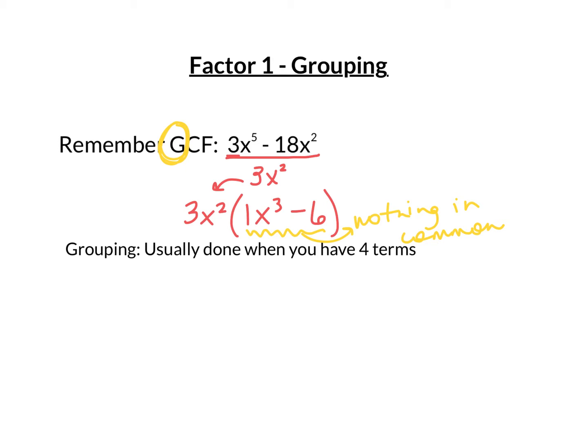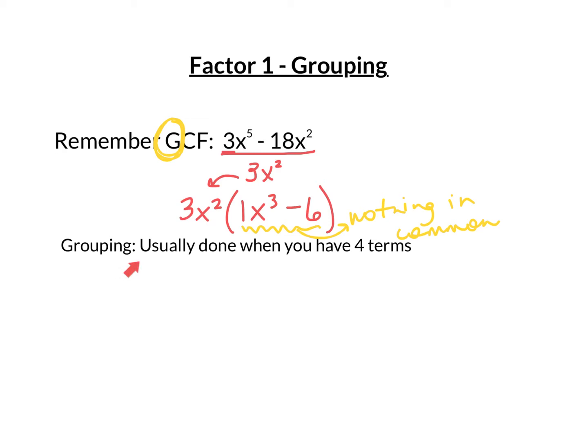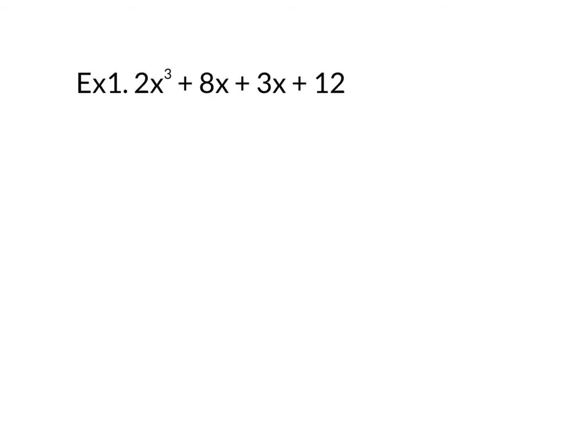Okay, so the note that you need to take right here is that grouping is usually done when you have 4 terms. Now, I'm going to say usually because it is possible to do it with 6 terms or 8 terms, but it's usually 4, so that's what I'm going to show you here. So we're going to do about 3 examples. So this first example, you can go ahead and copy that down. And to do grouping, we are going to do what is called group the terms into 2 sets. This is why we have to have 4 terms, because we need 2 sets of 2.